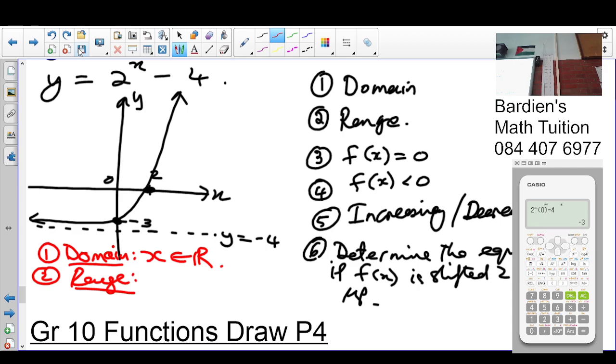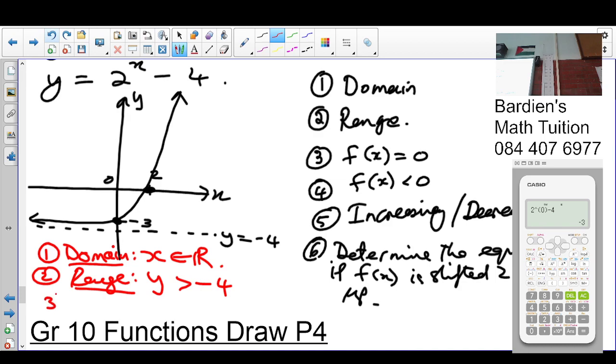So y must be, is this more than or less than negative 4? More than. So y must be more than negative 4. Can I put the equal sign under this inequality? Why do you say no? Well done. The graph never touched negative 4. Negative 4 is the asymptote. It will look like it will come very close, but will never touch.